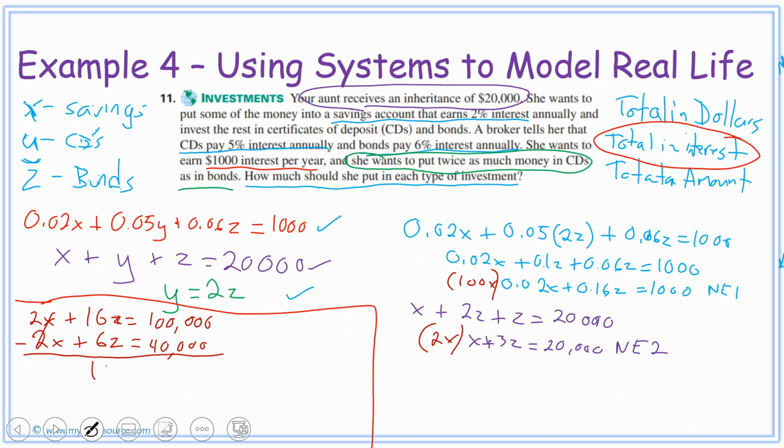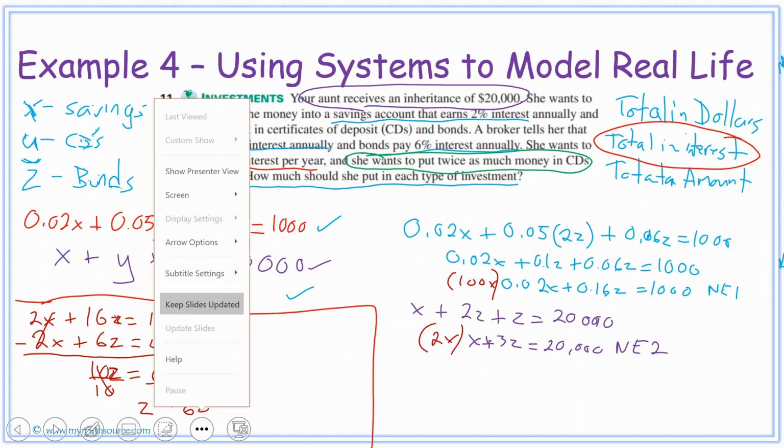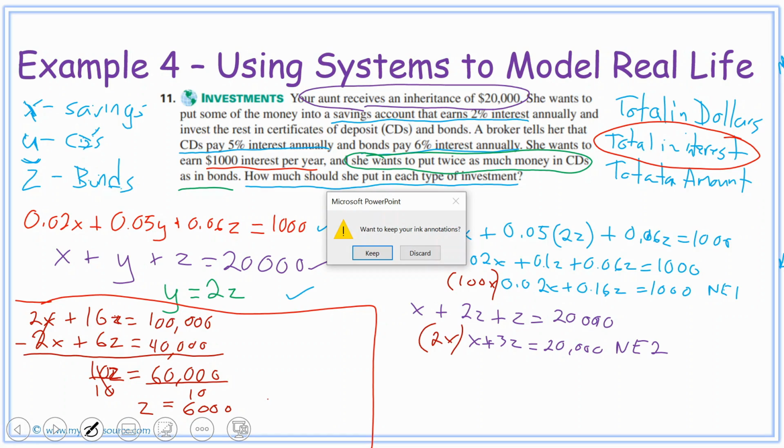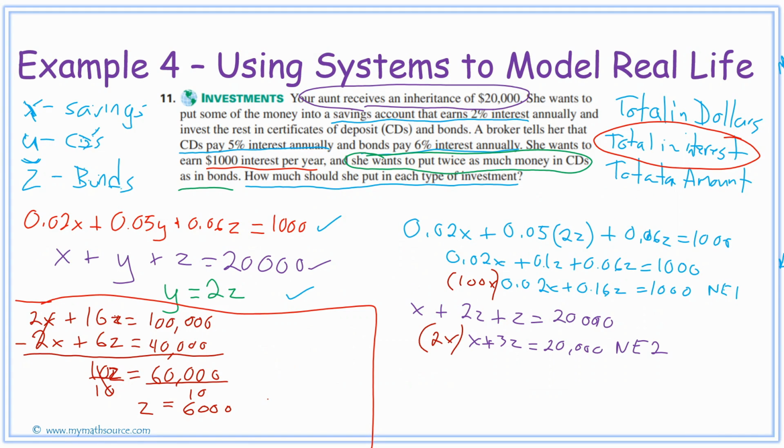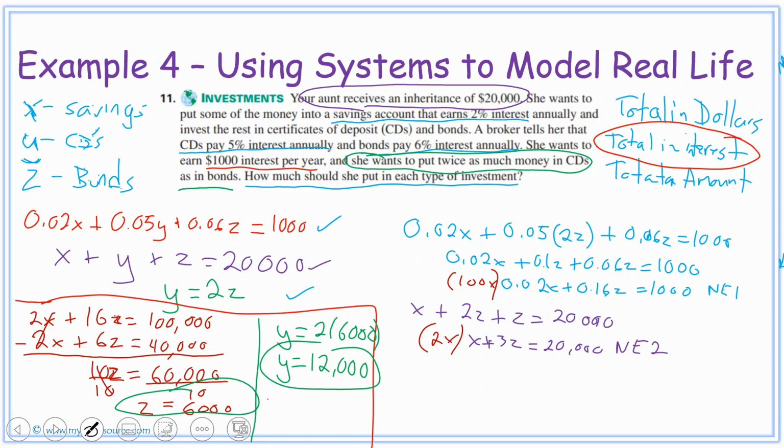16z subtract 6z will give us 10z. And 10s are easy to work with. And then 100,000 subtract 40,000 will give us 60,000. And to get z, we just divide everything by 10. z will be equal to 6,000. Now that we have z, we can quickly find what y is by simply substituting it into our little y equals 2z. And since z is 6,000, that would be very easy to find. So y is equal to 12,000. So we have y equals 12,000, z equals 6,000.